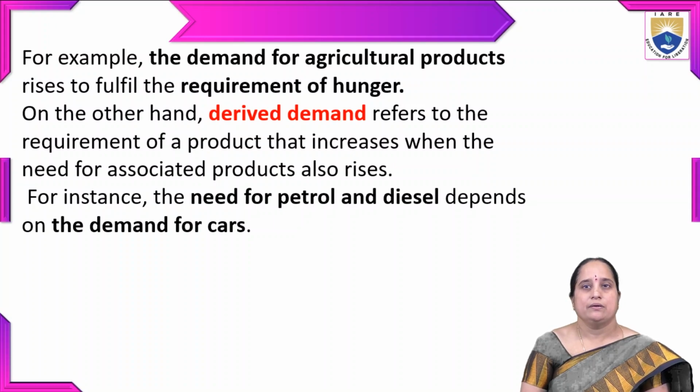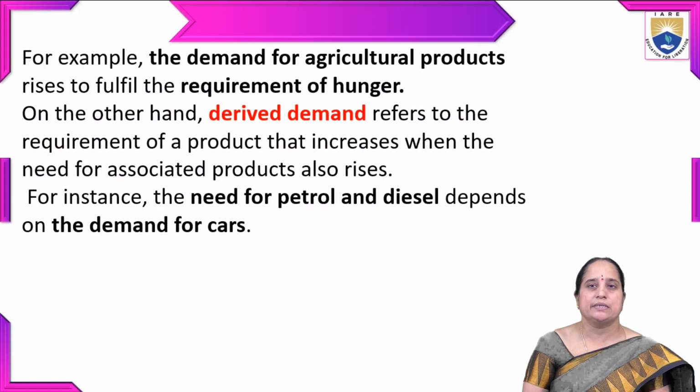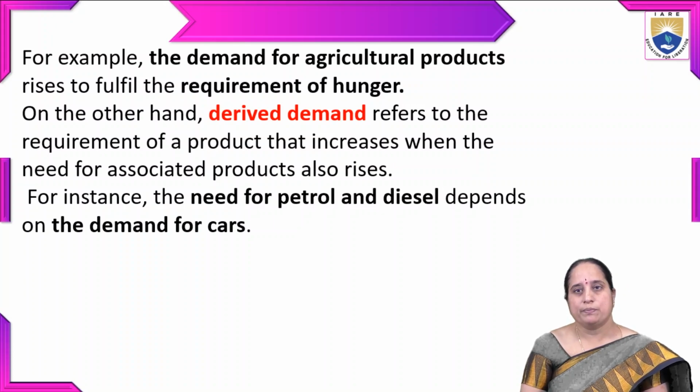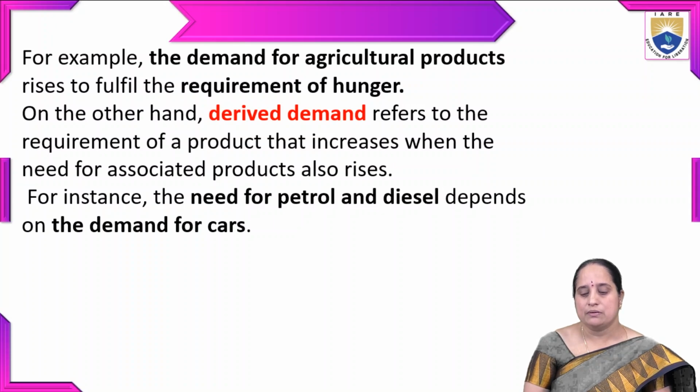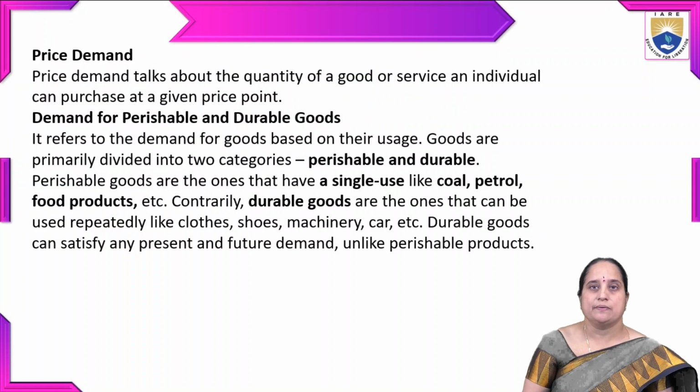On the other hand, derived demand refers to the requirement of a product that increases when the need for associated products also rises. For example, the demand for automobiles depends upon the demand for complementary goods like fuel prices, which may influence consumer purchasing behavior. The demand for automobiles depends upon the need for petrol and diesel and vice versa. So the need for petrol and diesel depends upon the demand for cars.